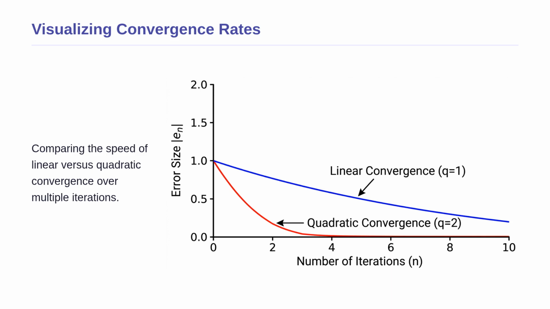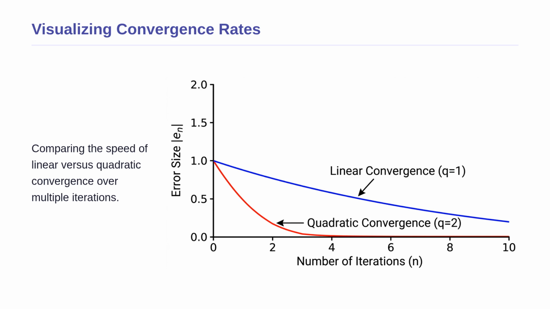On the horizontal axis, we have the number of iterations or steps taken. On the vertical axis, we have the size of the error. Both methods start at the same initial error of 1.0. Notice the top curve, representing linear convergence. It slopes downward steadily, eventually reaching the bottom, but it takes many steps to get there.